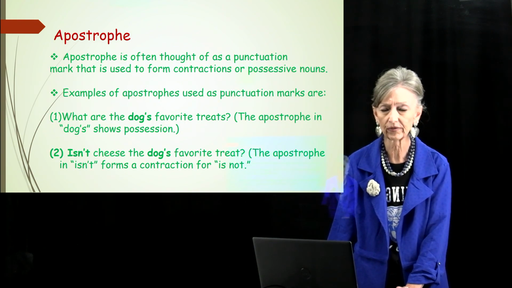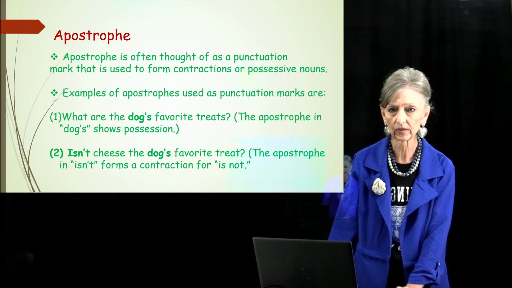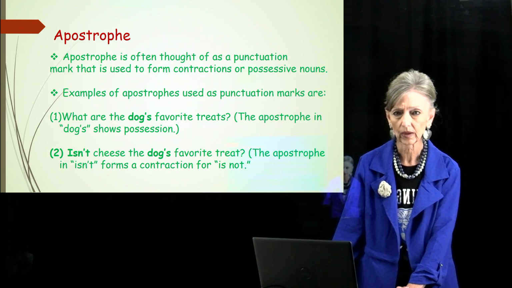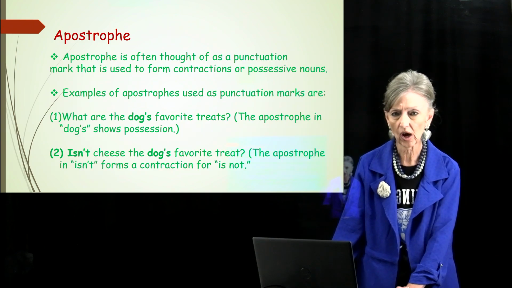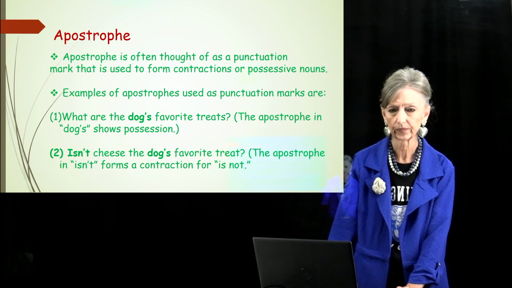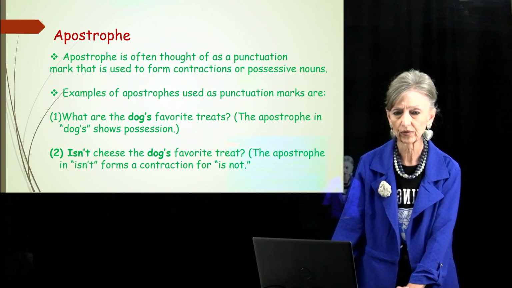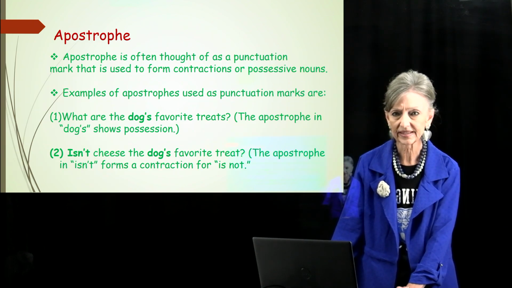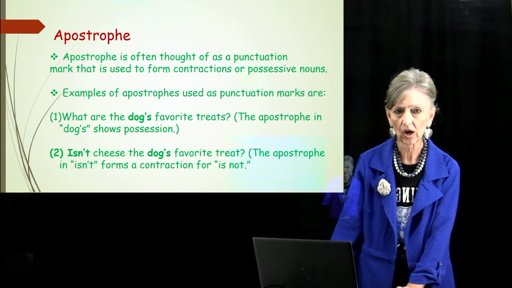Apostrophe is often thought of as a punctuation mark that is used to form contractions or possessive nouns. Examples of apostrophes used as punctuation marks are, what are the dog's favorite treats? Note the apostrophe in dog's. The apostrophe in dog's shows possession. It shows that the dog owns his treats. Isn't cheese the dog's favorite treat? Note the apostrophe in the word isn't. In this case, isn't forms a contraction for the words is not.